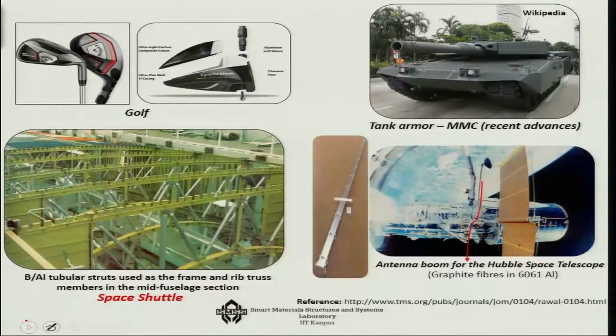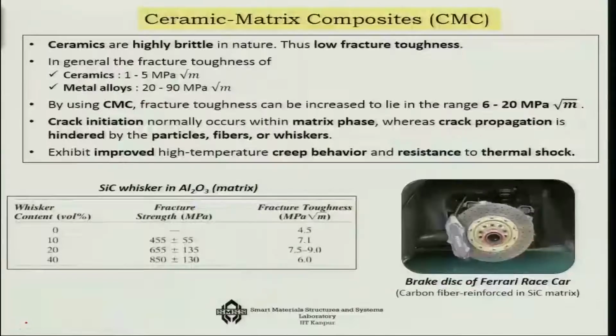single metal based system. The places where you can use it, like golf clubs definitely, and then the tubular struts which are used as the frame and rib truss members in the fuselage section, that is in terms of aircraft applications. Then the antenna boom for the Hubble Space Telescope for space application, or tank armor, MMC. So there are many such varied applications of metal matrix composites.